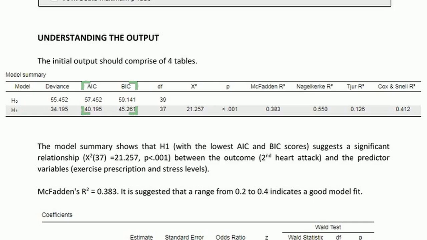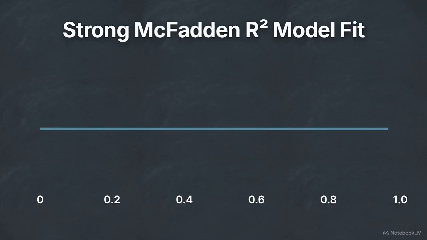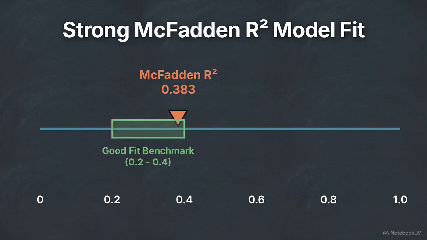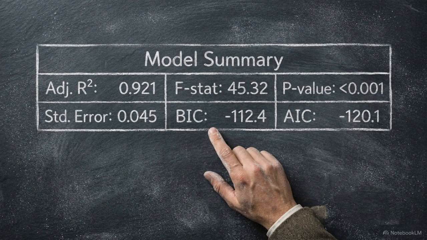We compare AIC and BIC scores. The significant decrease from H0 to H1 proves our predictive model is statistically significant. We also look at McFadden's R-squared to quantify the strength of a logistic fit. Our result of 0.383 indicates a good model fit, as scores between 0.2 and 0.4 are considered reliable benchmarks for logistic models. Confirming these metrics ensures that the individual variables we analyze next are supported by a stable mathematical foundation.